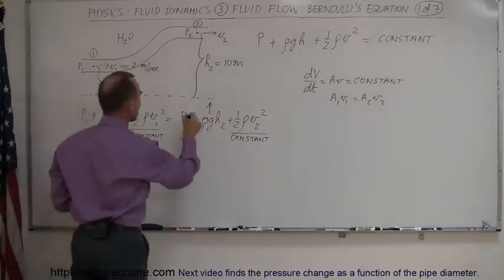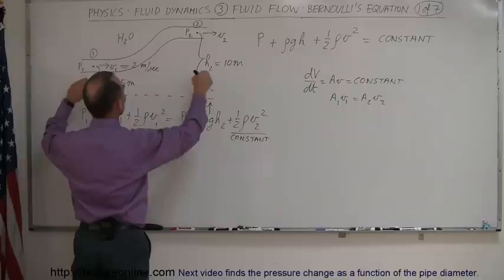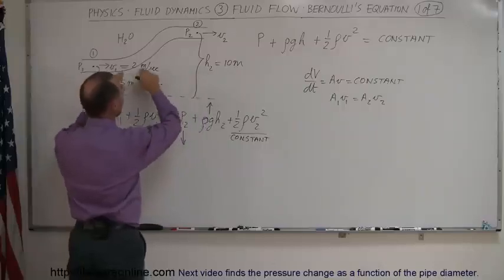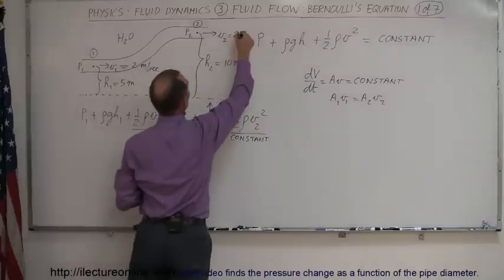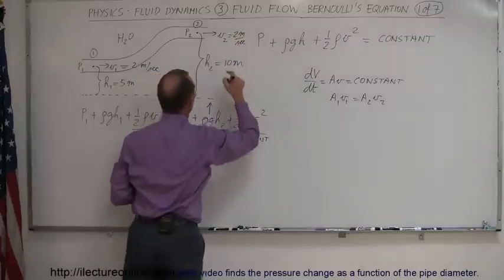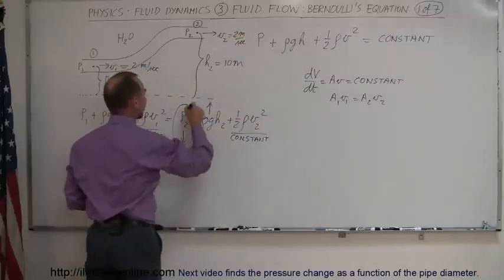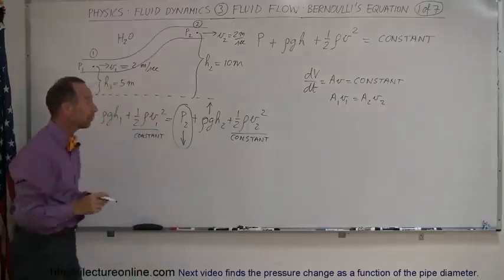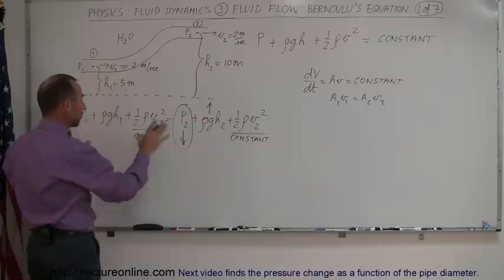And the question would be, given the change in the height, given the velocity here, and of course knowing that the velocity there also must be 2 meters per second, what is the pressure at the second point? All right, let's go ahead and do that. Well, first of all, we have an equation.